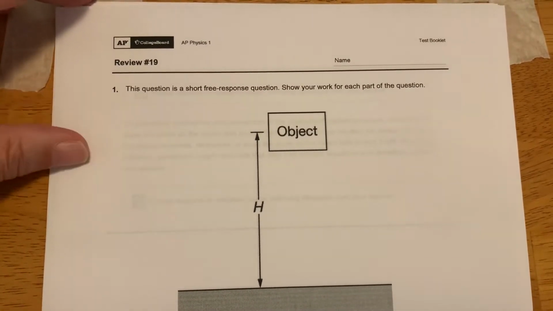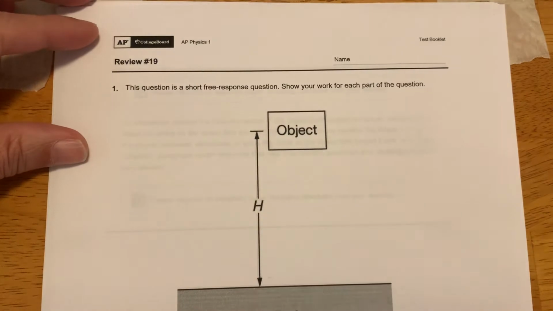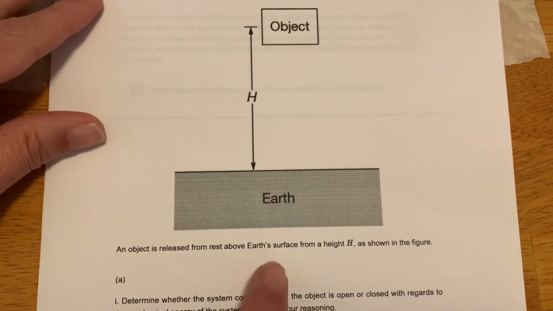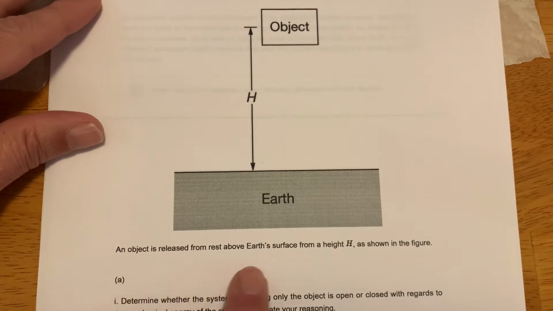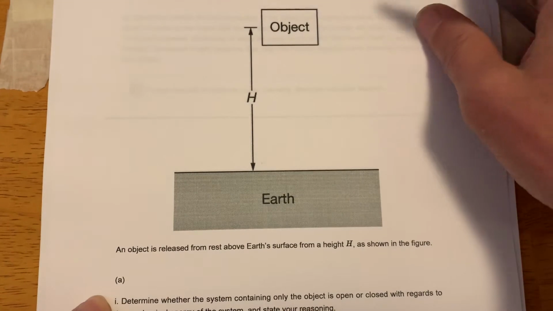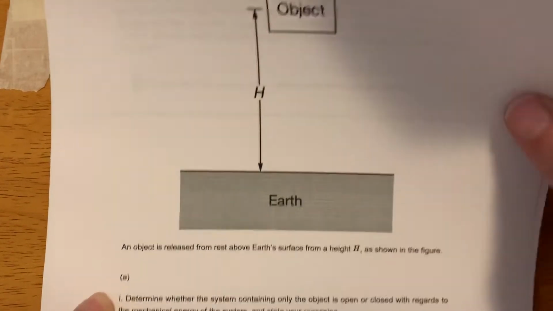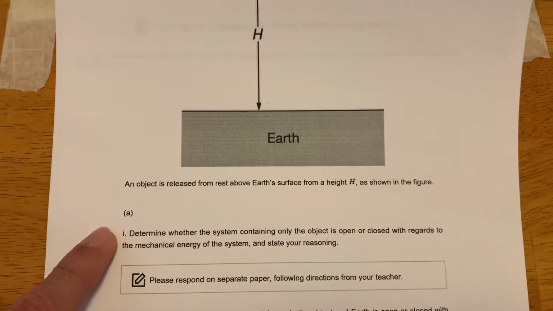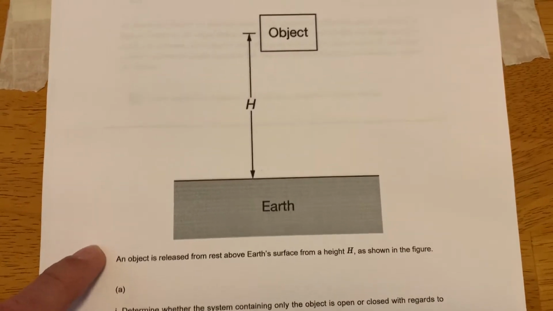Okay, review 19. This question is a short, free response, right? Show your work. Okay, so what do we got here? An object is released from rest above the Earth's surface at a height h, as shown in the diagram. Determine whether the system containing only the object is open or closed with regard to the mechanical energy of the system. Okay, so is it open or closed for just the object?